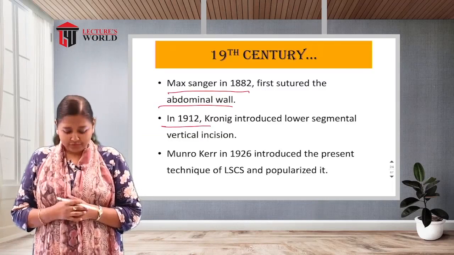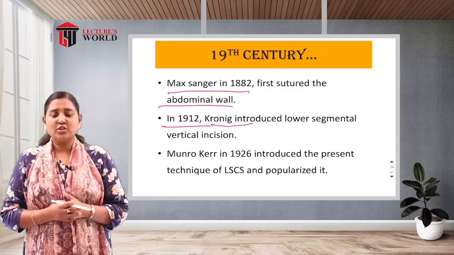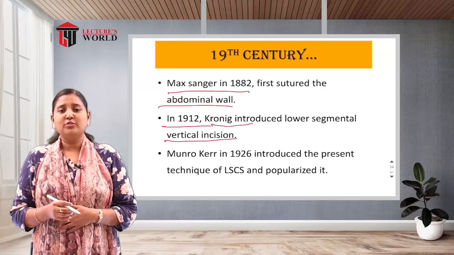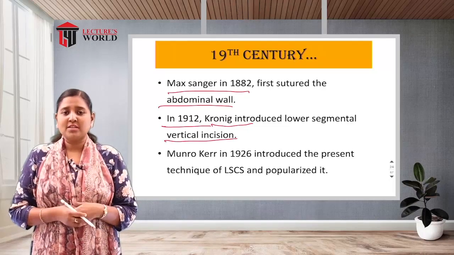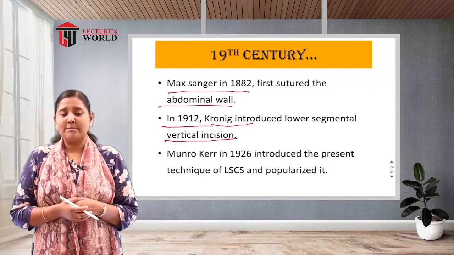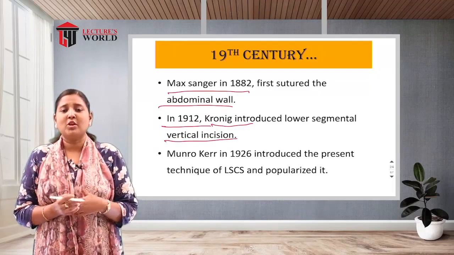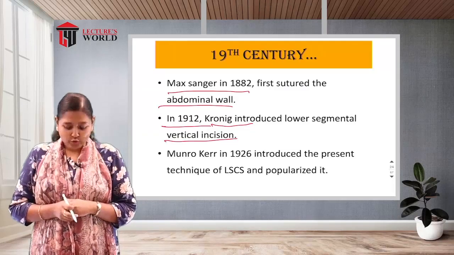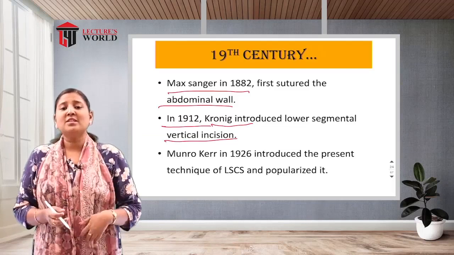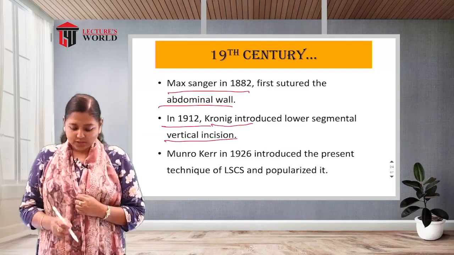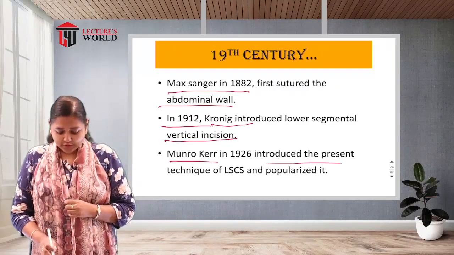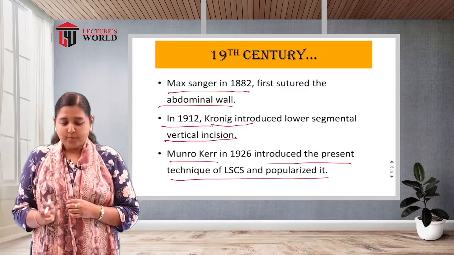And in 1912, a person called Krönig introduced the lower segment vertical incision. The first cesarean section was on the top of the uterus, and it was called the upper segment cesarean section. Later it was causing so many abdominal wall damages, and intestinal organs were affected because they cut directly into that. So in 1912, Krönig introduced the lower segment cesarean section, with a vertical incision. And Munro Kerr in the year 1926 first introduced the technique of LSCS, and he popularized it.